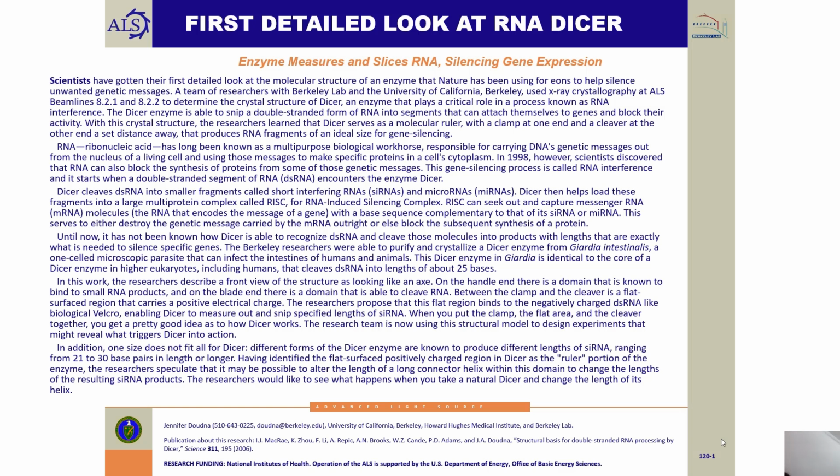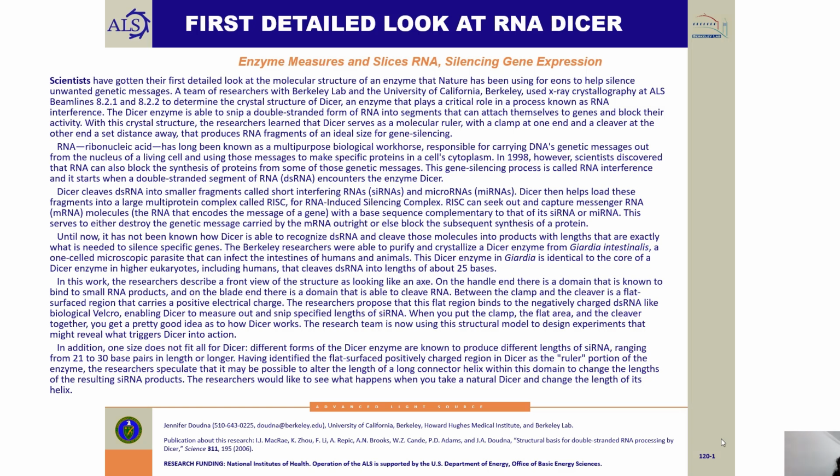Dicer cleaves dsRNA, double-stranded RNA, into smaller fragments called short interfering RNAs and microRNAs. Dicer then helps load these fragments into a large multi-protein complex called RISC, for RNA-induced silencing complex. RISC can seek out and capture messenger RNA molecules, RNA that encodes the message of a gene, with a base sequence complementary to that of its siRNA or miRNA. This serves to either destroy the genetic message carried by the mRNA outright or else block the subsequent synthesis of a protein.